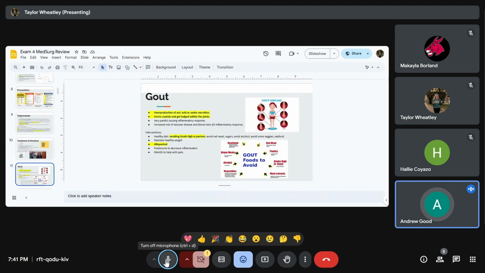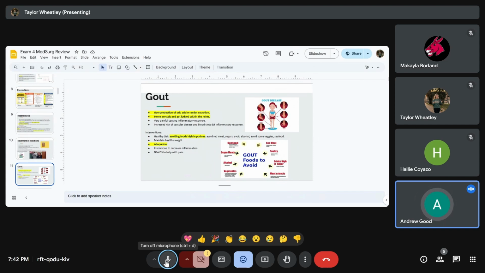Gout. It's an overproduction of uric acid or under excretion. They form crystals within the joints, causing that painful joint nodule there. It's an inflammatory response. It increases risk for vascular disease and blood clots due to the inflammatory process. A healthy diet is avoiding any foods high in purines. It's a very important note to take note of for the exam.